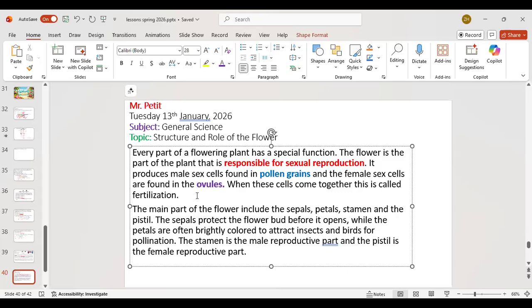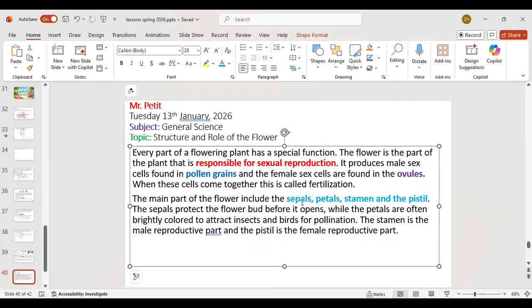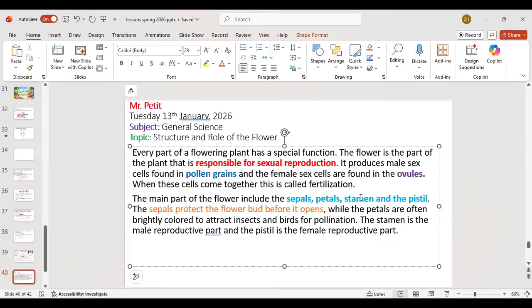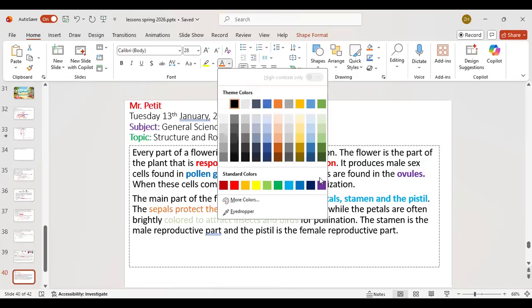All right. So what are the main parts of the flower? Sepals, petals, stamen, and pistil. Very good. What is the purpose of the sepal? To protect the flower bud before it opens. Very good.